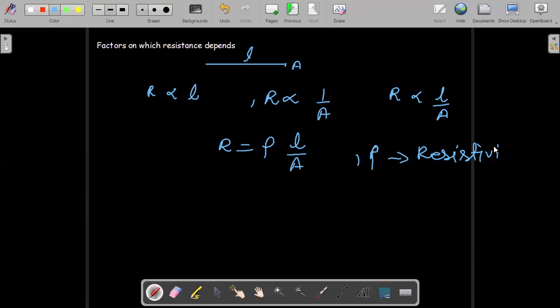Yes, you see, we obtain that resistance is directly proportional to the length and inversely proportional to the area of cross section. So we can say that R equals rho L by A, where rho is the constant of proportionality, and this constant of proportionality rho is called resistivity. The resistivity of the material depends on the material of the wire and temperature.